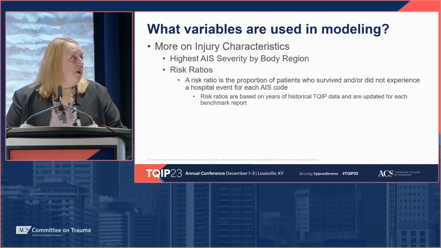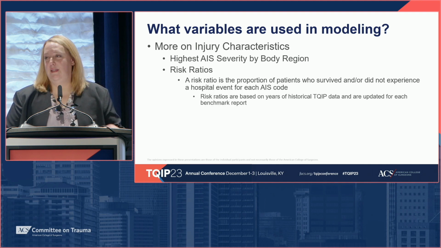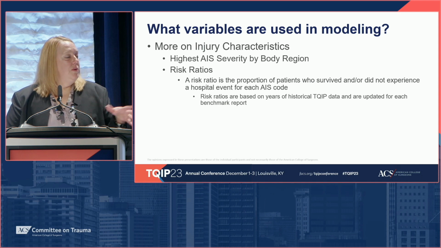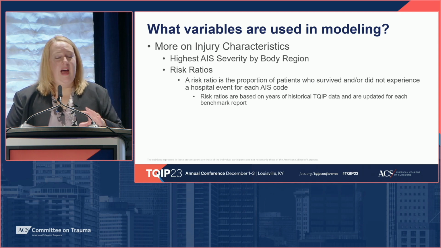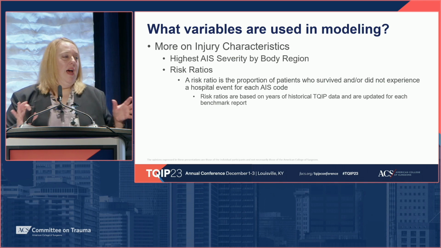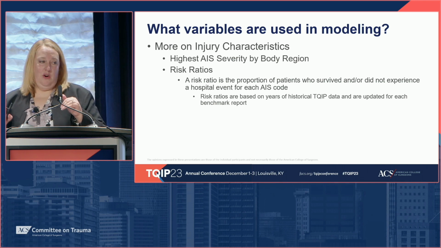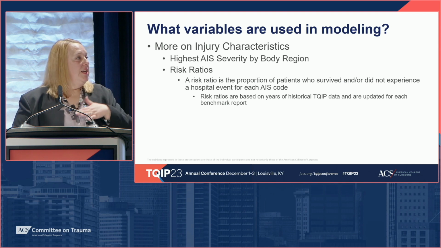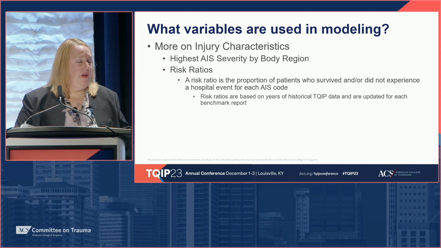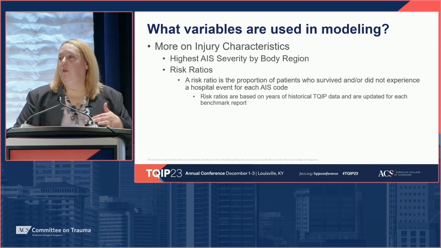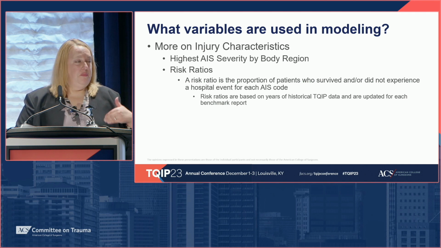Probably most importantly, there's our risk ratios, and we do get a lot of questions on this, and this is a confusing topic. A risk ratio is the proportion of patients who survived and/or did not experience a hospital event for each AIS code. So these are based on years of historical TQIP data that we have, and we do update these before every single report, so we're always using the latest and most current data.